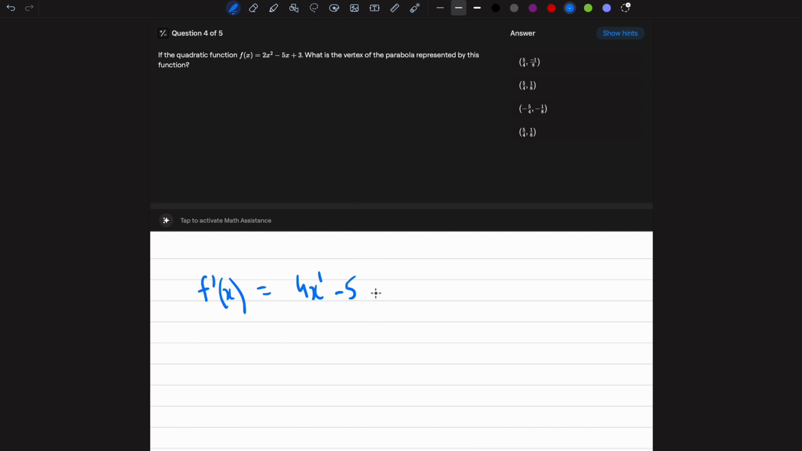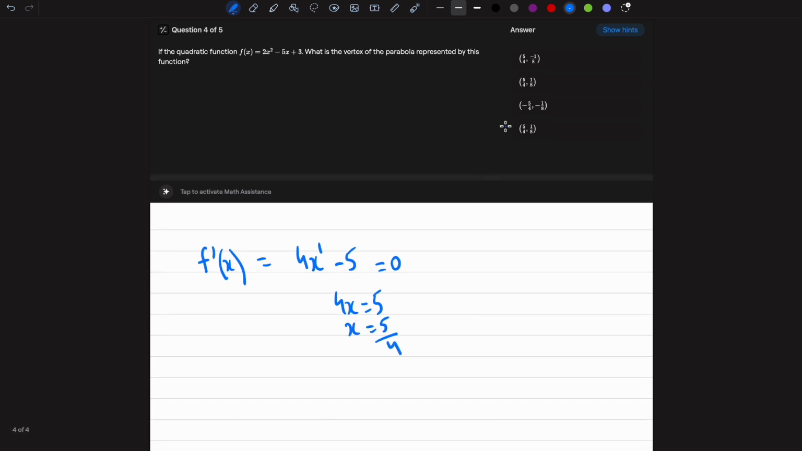So I have 4x minus 5 is equal to 0. Well, that means that 4x is equal to 5. And x is equal to 5 over 4. Okay, that's interesting. So now we have the x coordinate is going to be 5 over 4. So it's either option 1, 2, or 4. How do we find the y coordinate? Well, we just put 5 over 4 back into the equation.